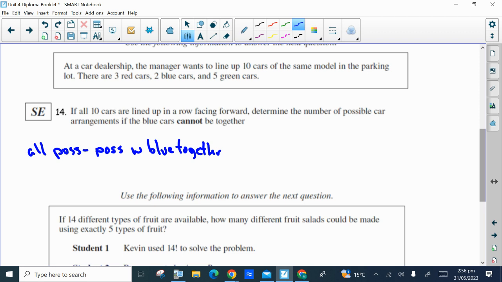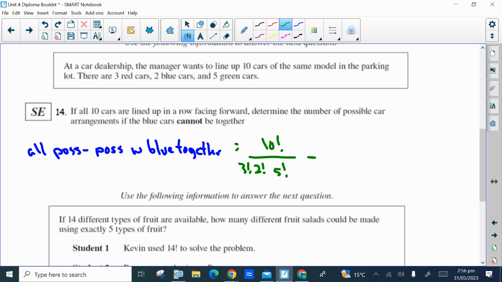So all possibilities would be 10 factorial over 3 factorial, 2 factorial, 5 factorial. Repetition. There's 10 cars altogether. The division part will be dealing with the repetition.